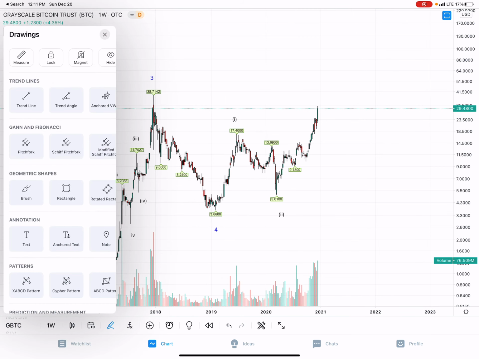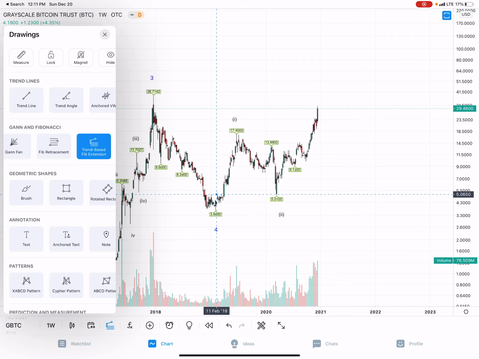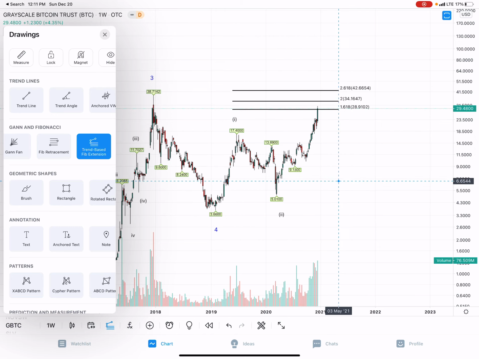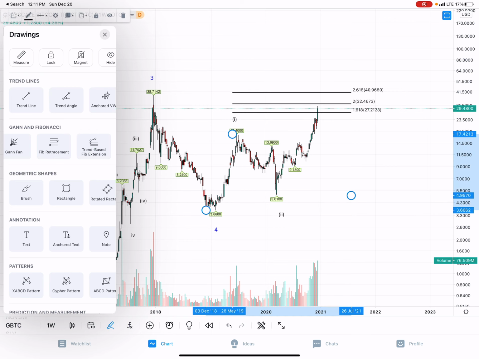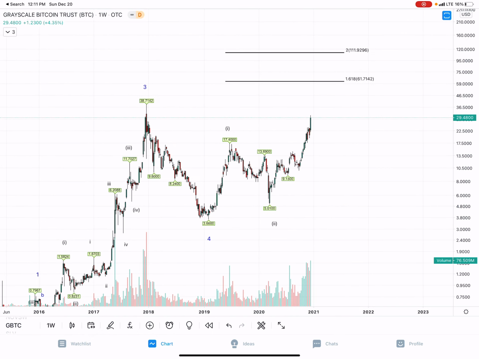And then we could project a wave 3 move by simply taking this tool, and it's called the trend base extension tool, and a typical wave 3 move will go 1.618 times the length of wave 1. So I would simply just measure this wave 1 leg, and then I would project it down to the wave 2 leg right here.